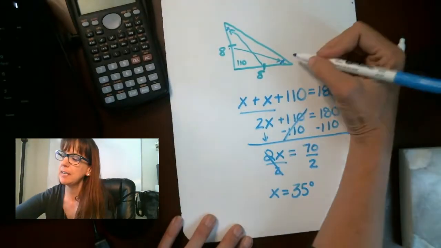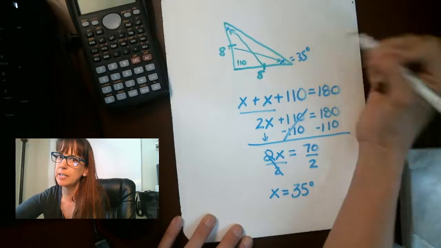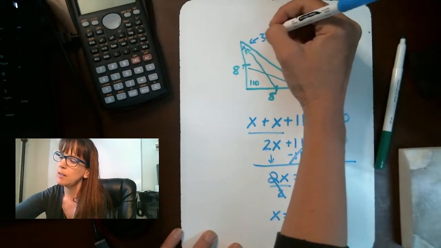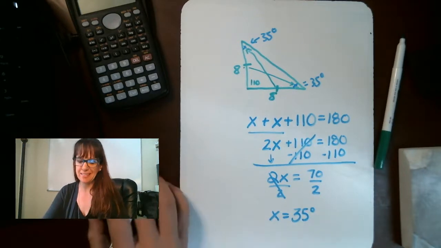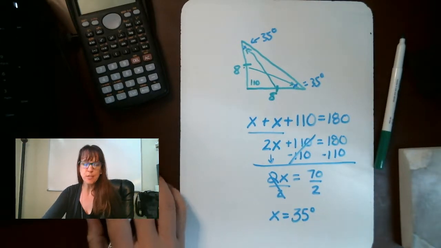That means this guy right here equals 35 degrees. This guy over here equals 35 degrees. And if we add all those up, it will equal 180 degrees. Excellent. Okay, so that should be it for lesson 2.